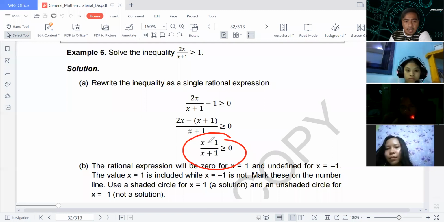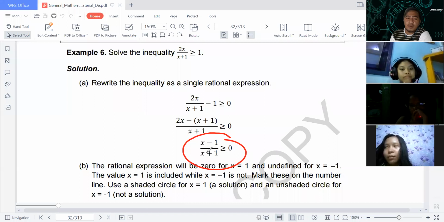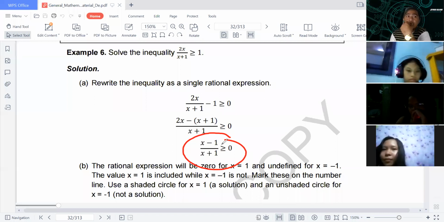But in this case, this cannot be factored out. Okay? But if it is quadratic, you factor out everything. Okay, as of now, it is not factorable, so we proceed to the next step. The next step is to equate the factor into 0.